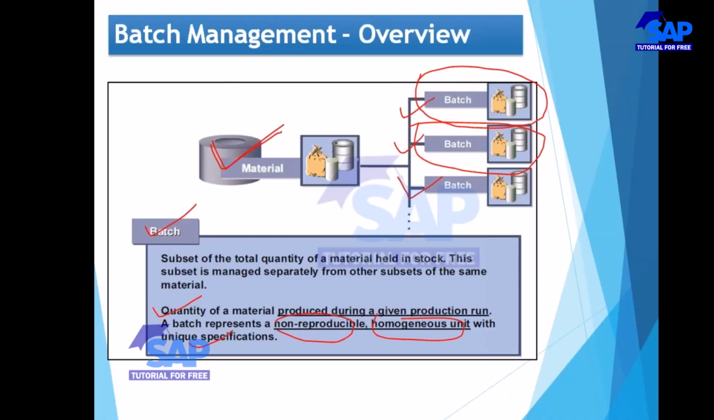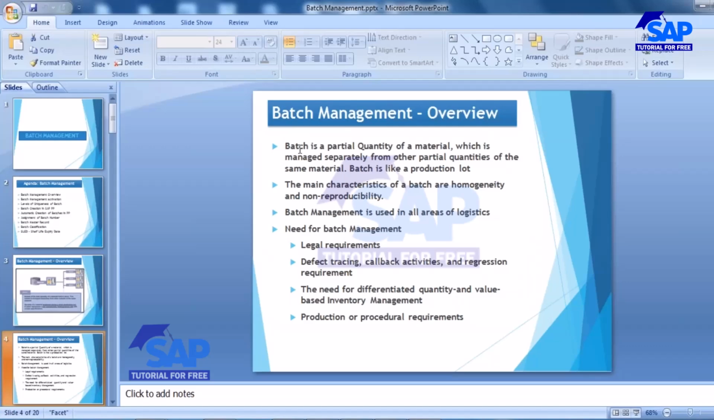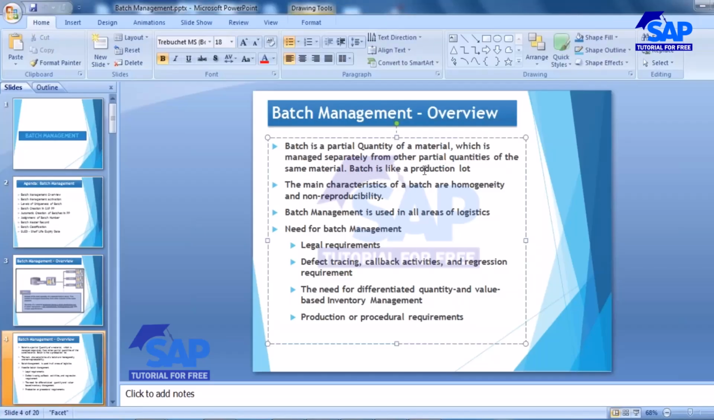Normally, if you go to a pharmacy or a medical shop and purchase medicines, tablets or capsules, you will see a batch number on the strips. Under the batch number, you will see a manufacturing date and expiry date. That is basically for identifying on which date that batch was produced. So the batch is a partial quantity of a material which is managed separately from other quantities of the same material. A batch is like a production lot. The main characteristics of the batch are homogeneity and non-reproducibility.